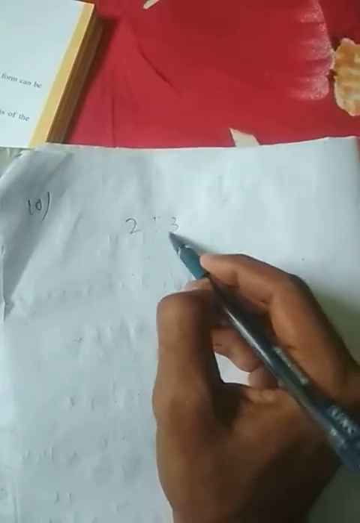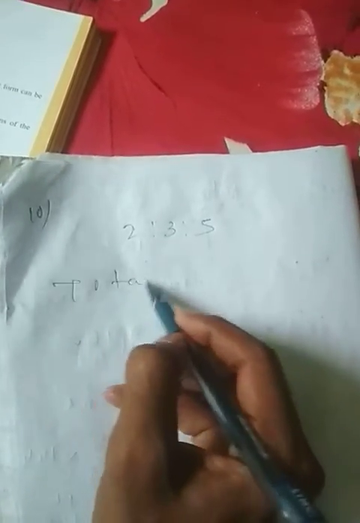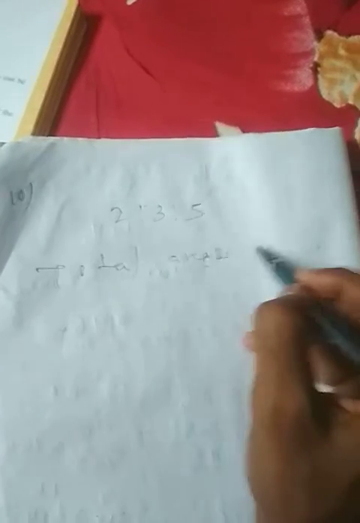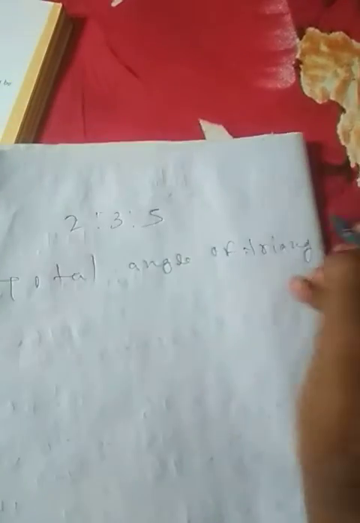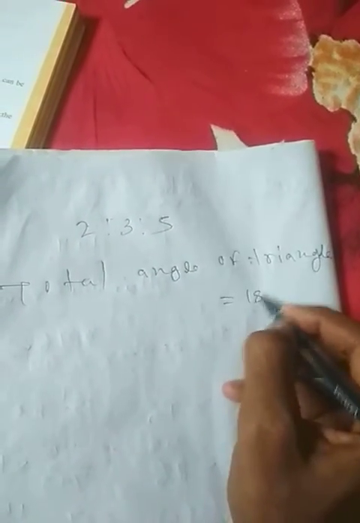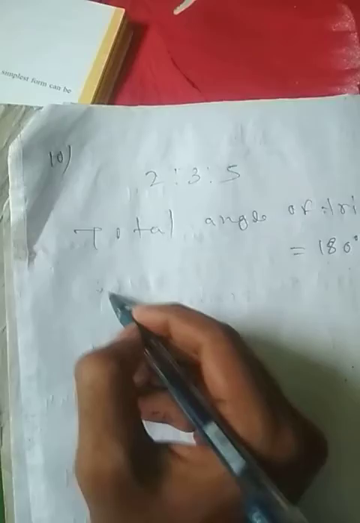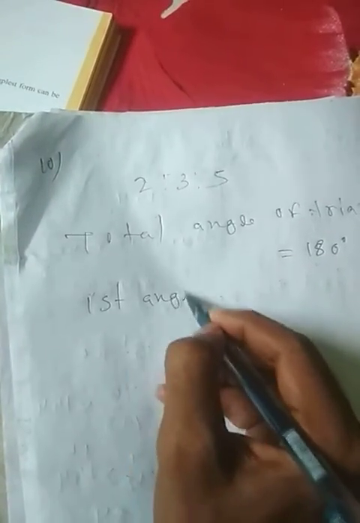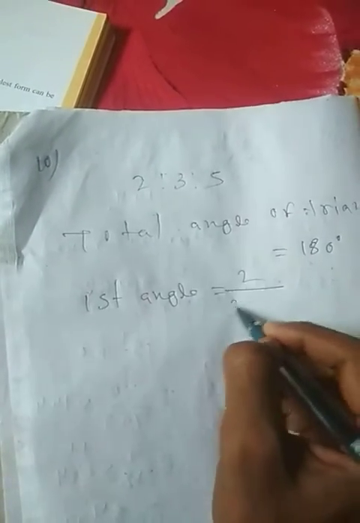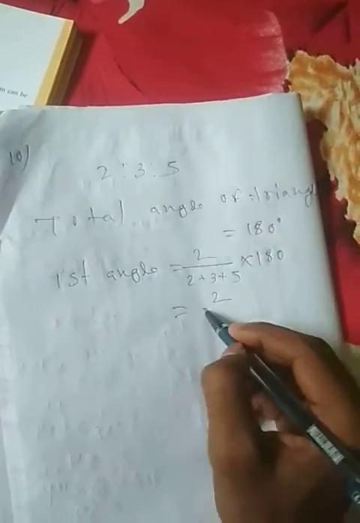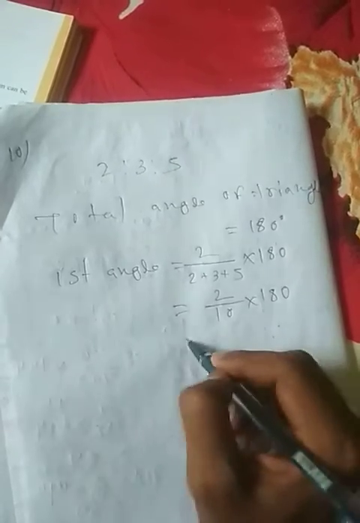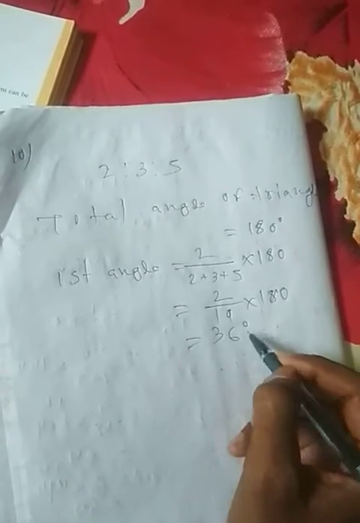Okay, there is one more math, number 10. The ratio of the angles of a triangle is given, 2:3:5, and we know the sum of the three angles of a triangle is 180. That means here the total is given, you have to remember. So the first angle is 2 by 2 plus 3 plus 5 into 180. So that is 2 by 10 into 180. So I got 36 degrees.